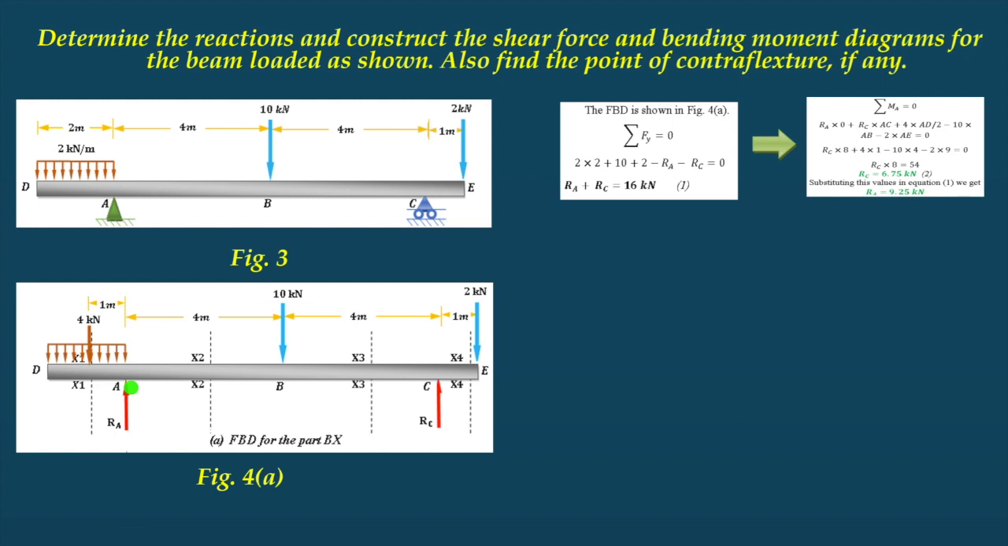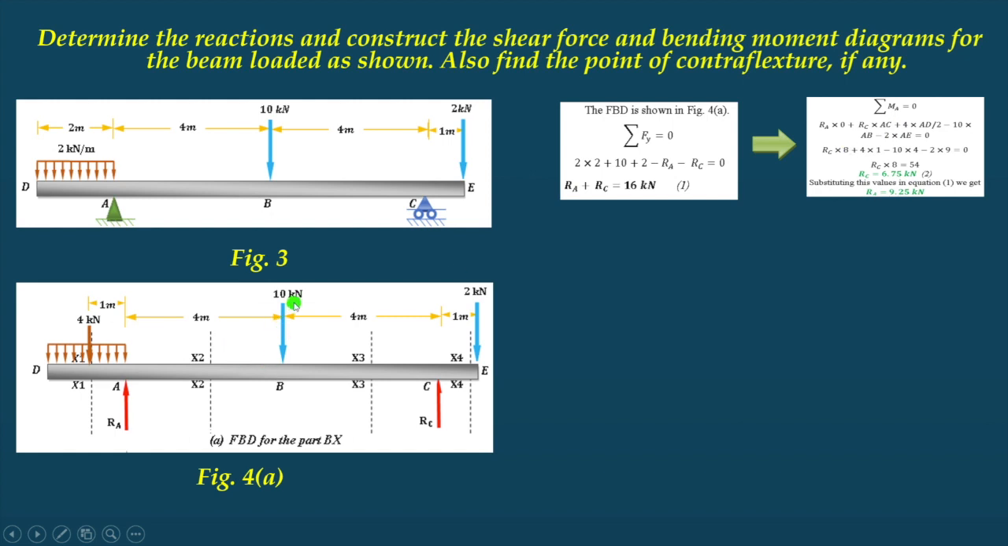Ra. Under the action of this force, Ra is 0. From A, distance of Ra is 0. Again, Rc. Under the action of Rc, again, the beam tries to rotate anti-clockwise. So, it is also positive, as we are assuming anti-clockwise is positive. Then, Rc into C to A distance, AC distance, which is 8 meters.